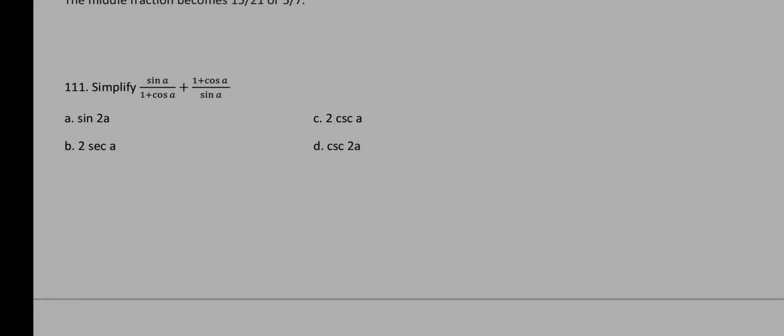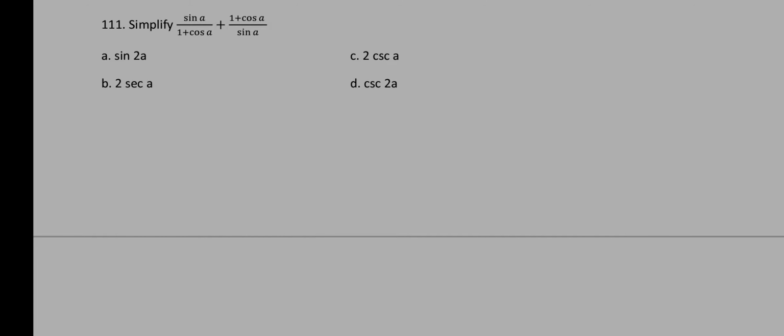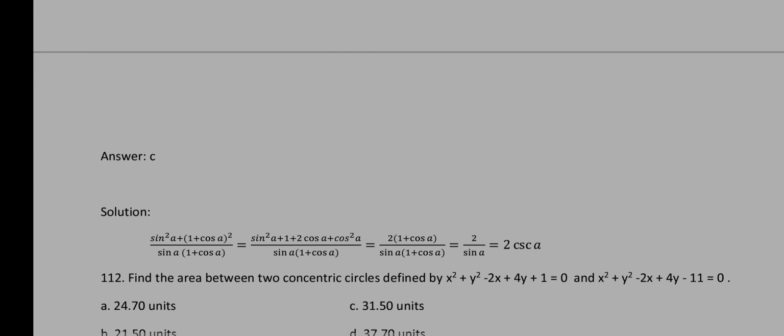Problem 111. Simplify sin A over 1 plus cosine A plus 1 plus cosine A over sin A. Okay, sagot daw dyan ay letter C, 2 cosecant A. Paano nangyari yon? Ito ang solution dyan.